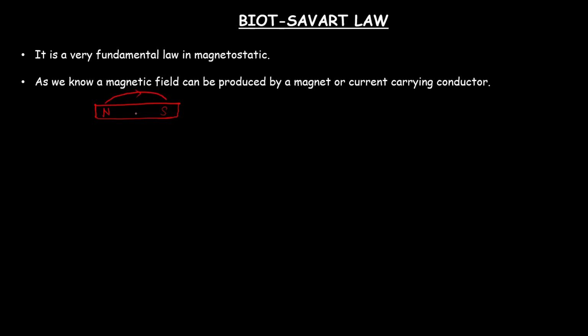Magnetic field originates from the north pole and terminates at the south pole. But this is not the only way to produce the magnetic field. There is another way, and that is the current carrying conductor. This was the famous experiment performed by Oersted, and in his experiment he explains that if we have a current carrying conductor, then there is a magnetic field around it, and it can be proved by putting a magnetic compass near this wire.